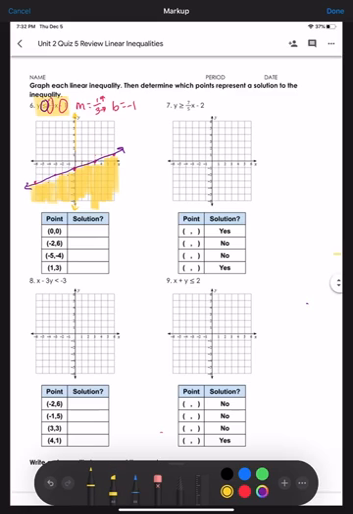So now we can answer these questions down here about whether or not these points are a solution.